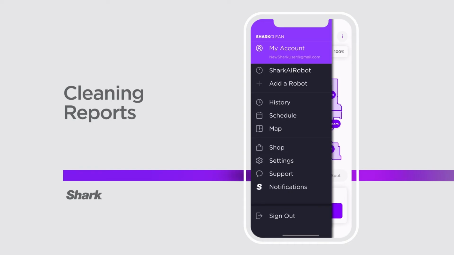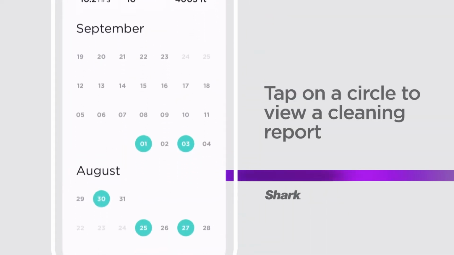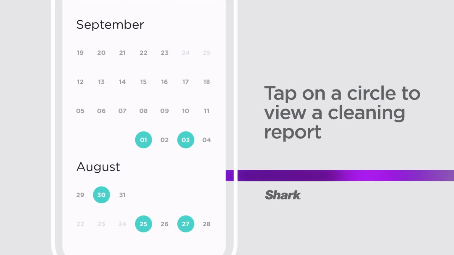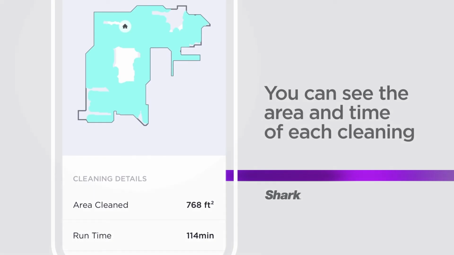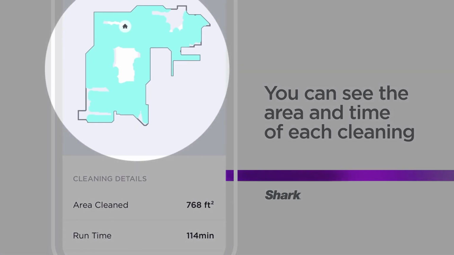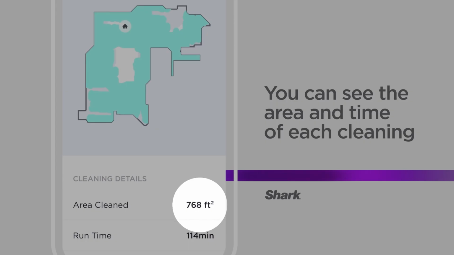Then click on History, and your cleaning reports for each day your Shark robot cleaned. These days are highlighted by a blue circle. Click on that blue circle, and that's your cleaning report. You can see a detailed map of where your robot cleaned, the square footage of that cleaning, as well as the length of time the cleaning took.